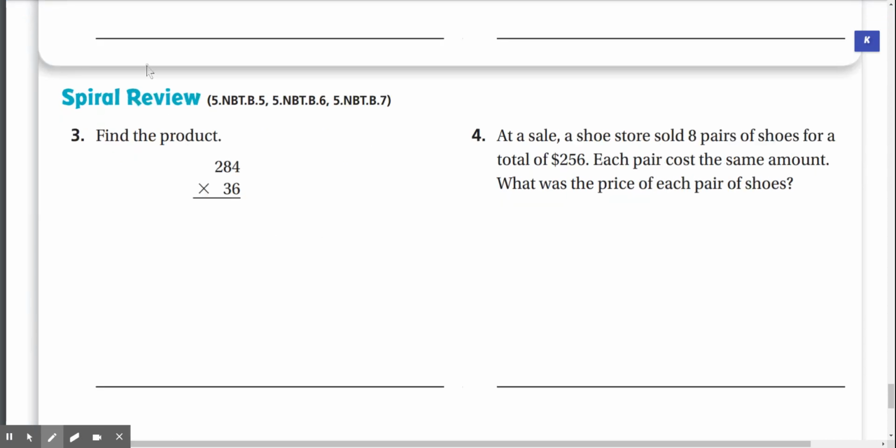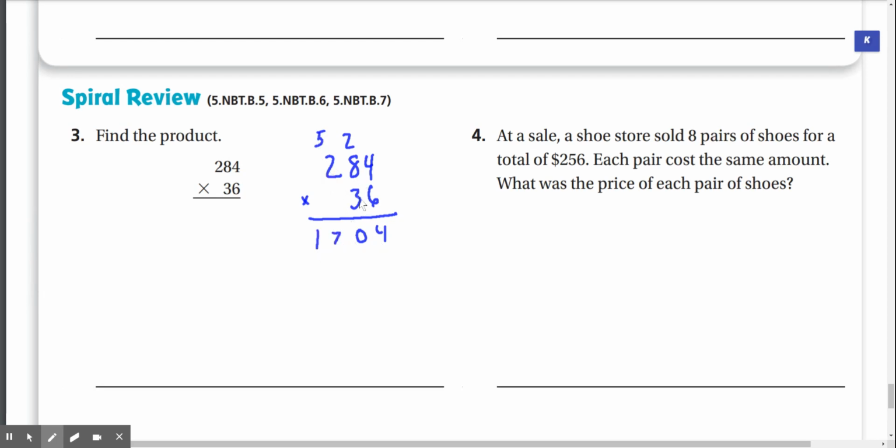Our review. Find the product. So we have 284 times 36. I'm going to write this on the side just so it's a little bit bigger. Alright, so since we're multiplying, 6 times 4 is 24. Carry the 2. 6 times 8 is 48. 48 plus 2 is 50. 6 times 2 is 12. 12 plus 5 is 17.